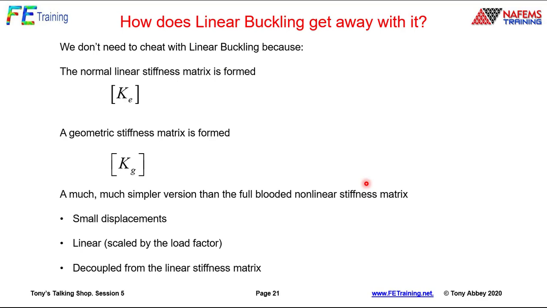So one question is, how does the linear buckling analysis get away with this? Why don't we need to cheat with linear buckling analysis? Well, it's because of the different nature of linear buckling analysis compared to nonlinear. In linear buckling analysis, we form a normal linear stiffness matrix in the usual way, so that's basically proportional to our geometry and to our material. But then the geometric stiffness matrix is also formed, and that is load proportional, sometimes called a stress stiffening matrix. And it's basically a much simpler version than the full-blooded nonlinear stiffness matrix. It is nonlinear, but it's very mildly nonlinear.